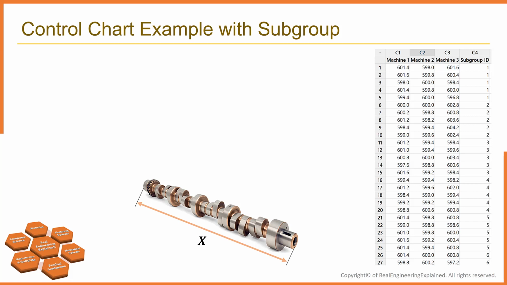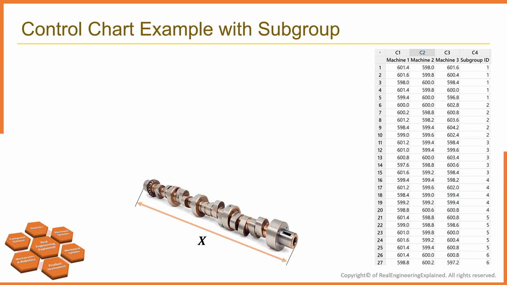Let's look at another example of a control chart with subgroups. Suppose you are a quality engineer at an automotive parts factory and you monitor the length of camshafts. CNC machines manufacture camshafts for 3 shifts each day. So machine 1, machine 2, and machine 3. You measure 5 camshafts for each machine during each shift.